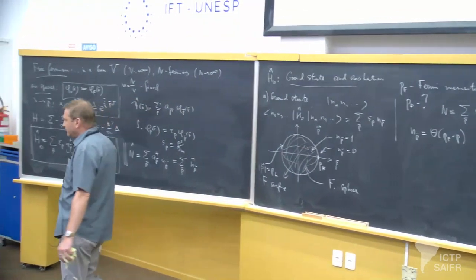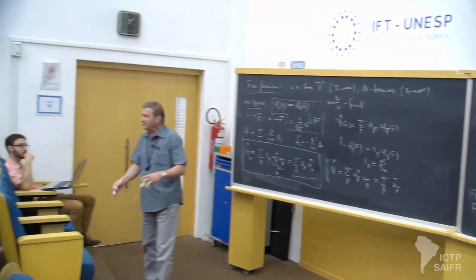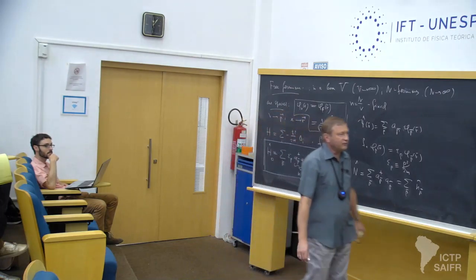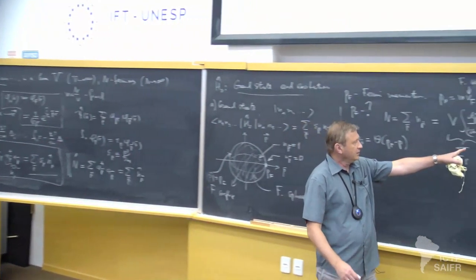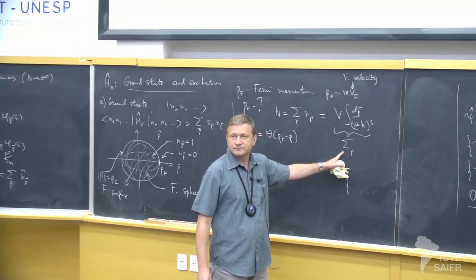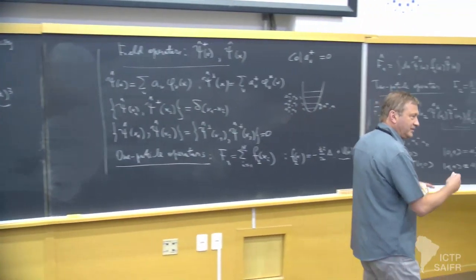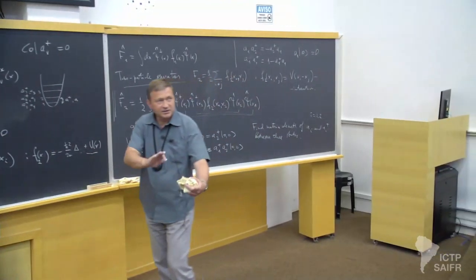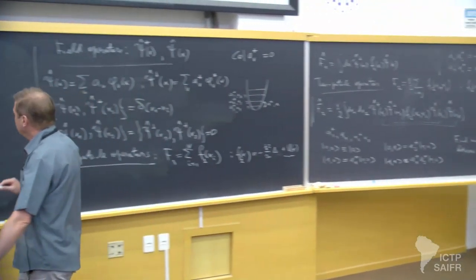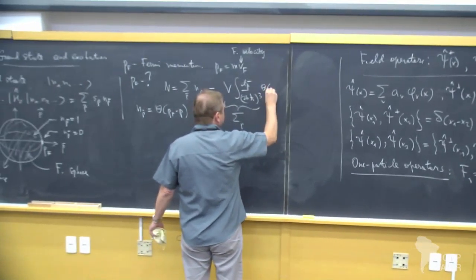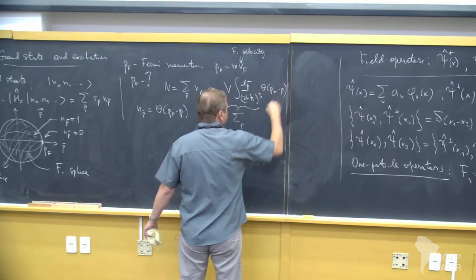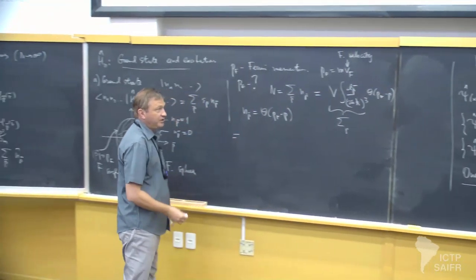Formulas are much easier to write and much more compact when, instead of all these integrals, you write just the sum over p. So you will see it many times during the course, but it's very easy to remember, and it always translates one into another. And here I will have the step function pF minus p. So the calculation now becomes very simple.